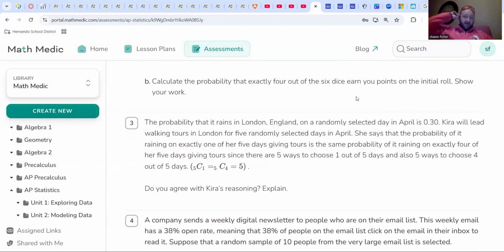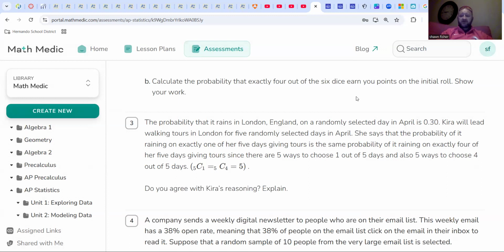Again, let's see. The probability it rains in London in April is 30%, so the probability it doesn't rain is 70%. So already we have a binary kind of statement. Kier will lead walking tours on 5 randomly selected days. She says that the probability of it raining on exactly 1 of them out of the 5 has the same chance as it raining on exactly 4 out of the 5 days.